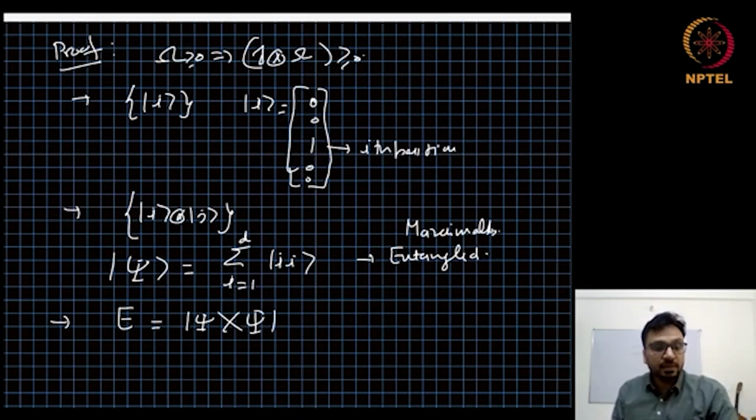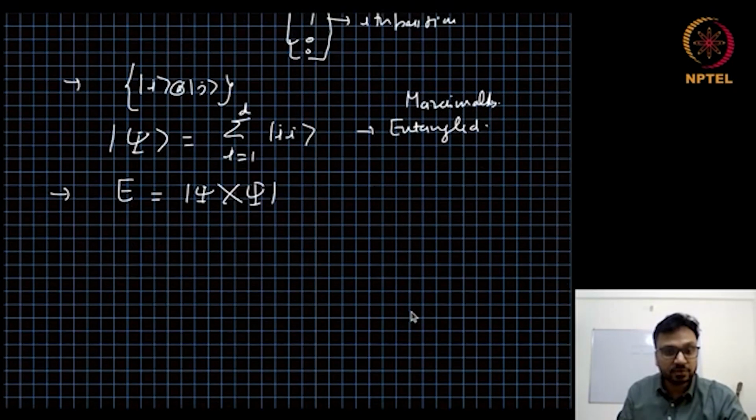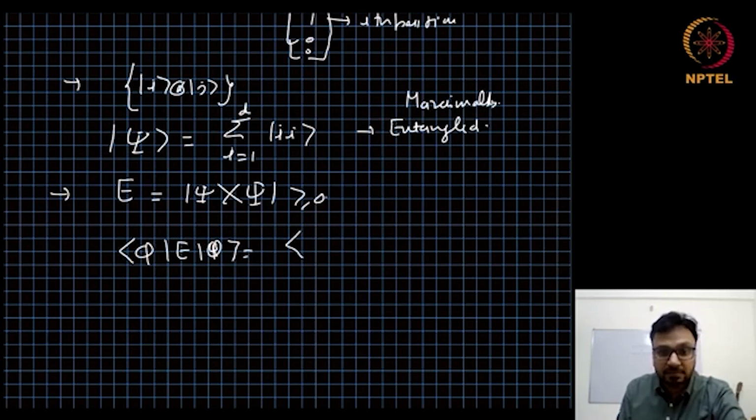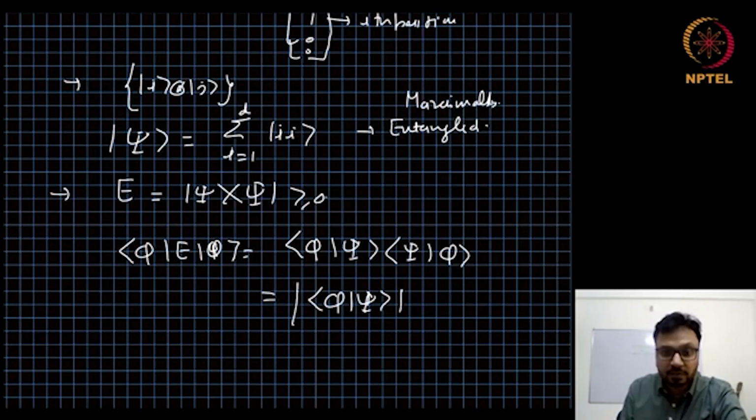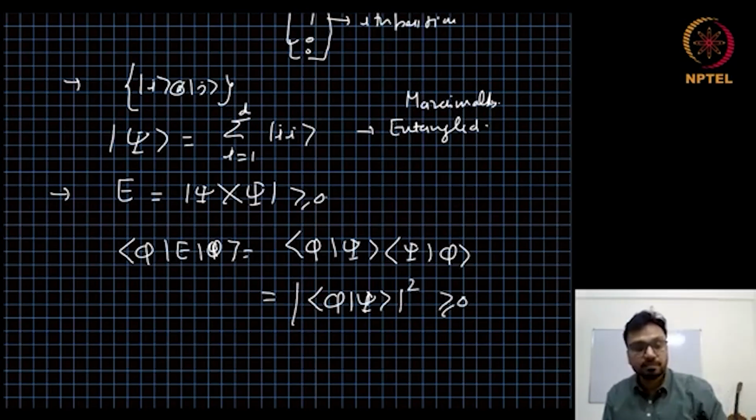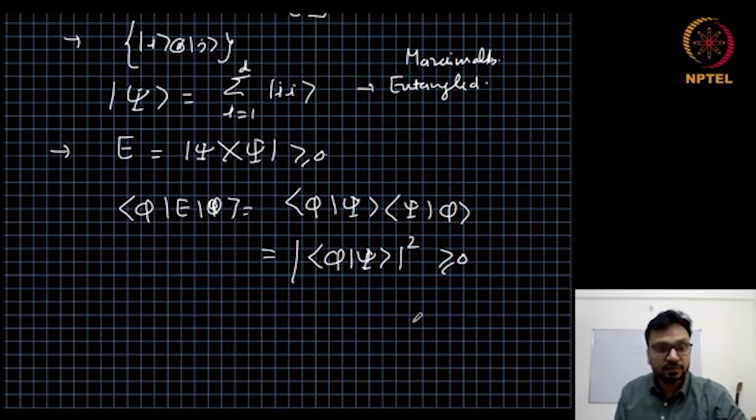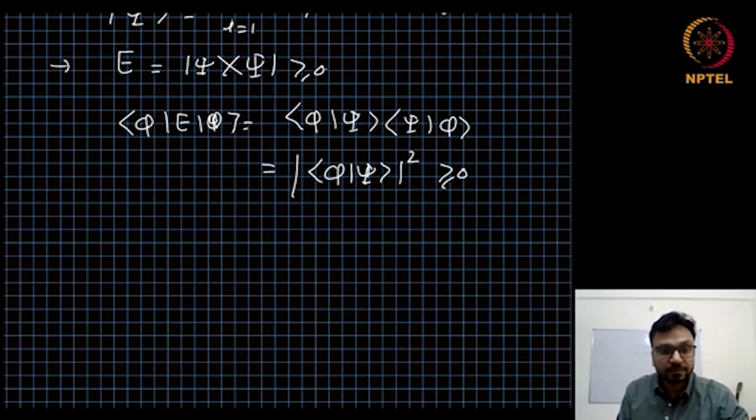Since E is the operator |ψ⟩⟨ψ|, E is a positive operator. We can see that it's a positive operator, because for any |φ⟩, ⟨φ|E|φ⟩ will be ⟨φ|ψ⟩⟨ψ|φ⟩, which is |⟨φ|ψ⟩| squared, which is a positive number or 0. So in that way, E is a positive operator.